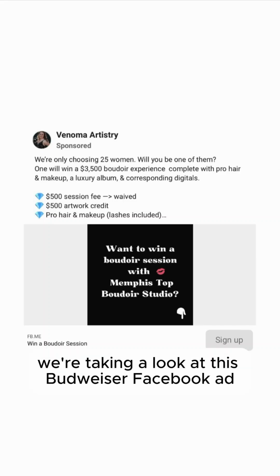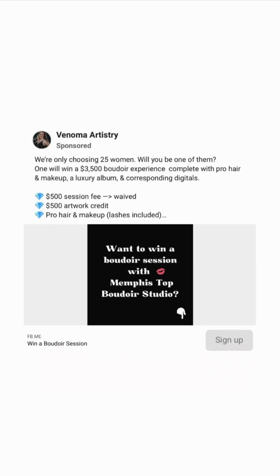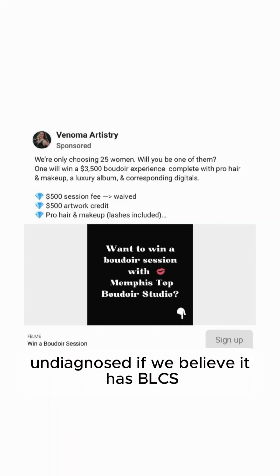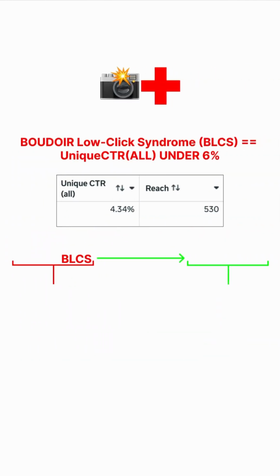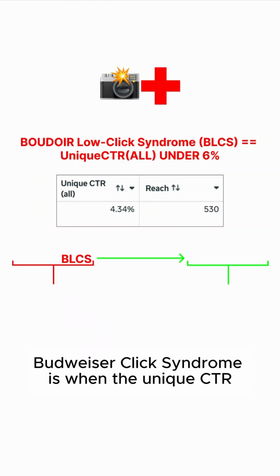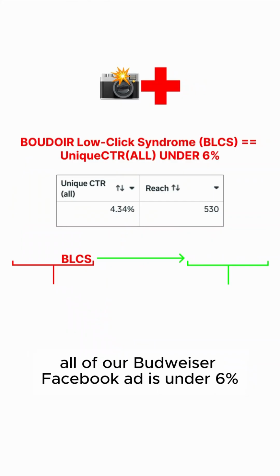All right, y'all, we're taking a look at this Boudoir Facebook ad. Going to diagnose if we believe it has BLCS, aka Boudoir low click syndrome. So BLCS, Boudoir low click syndrome, is when the unique CTR on our Boudoir Facebook ad is under 6%.